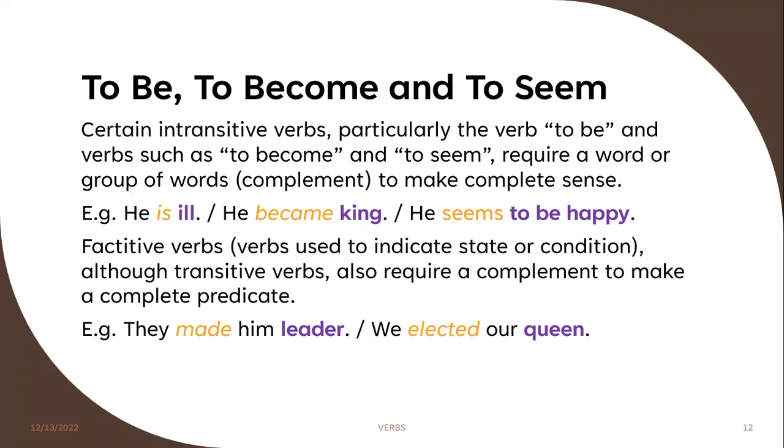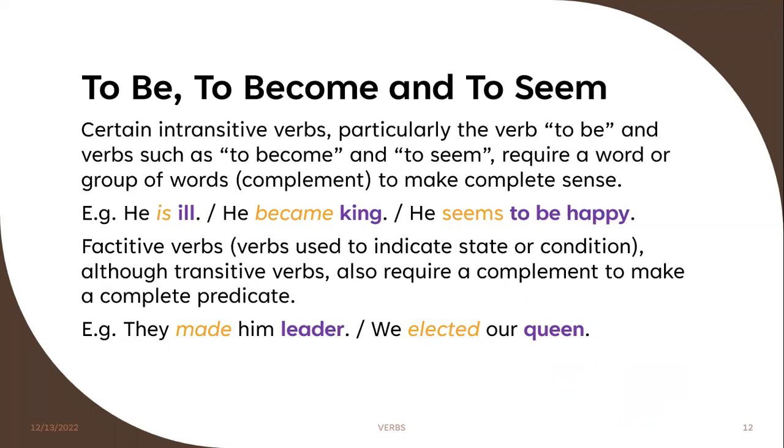All right, so let's go into to be, to become, and to seem. So certain intransitive verbs, particularly the verb to be, and verbs such as to become and to seem, require a word or group of words, a complement, to make complete sense. Example, he is ill, so you can't just have he is. He became king, you can't just have he became. He seems to be happy, you can't just say he seems. So these verbs need a complement in order for the sentence or clause they are attached to make complete sense.